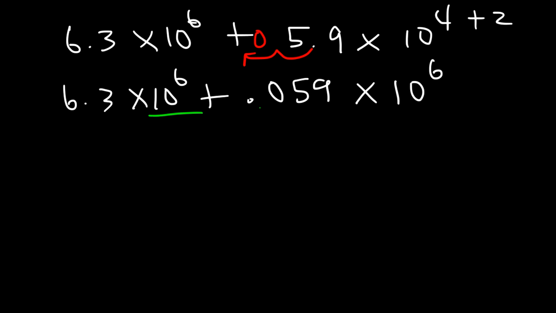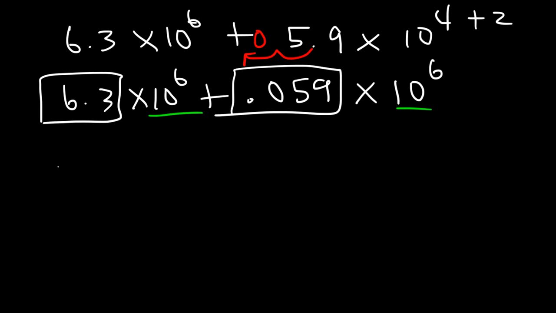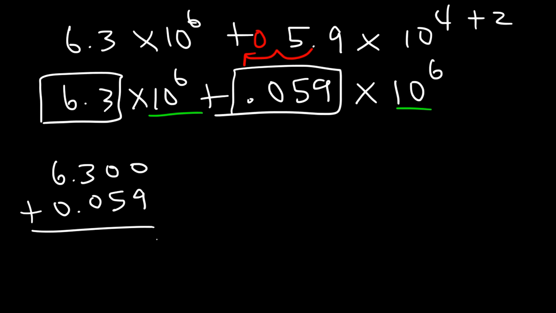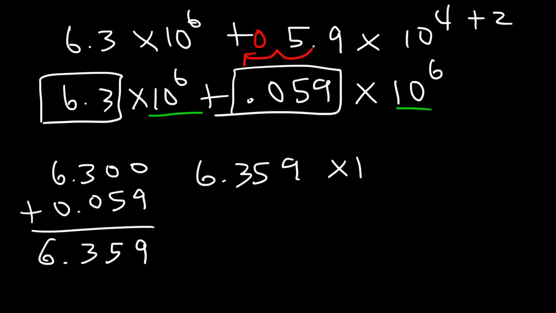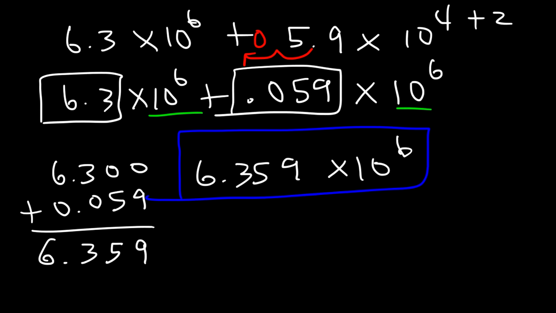So now that we have the same value, the same 10 to the 6 value, we can add 6.3 and 0.059. So 6.3 plus 0.059. Let's add 2 zeros. This is going to be 9, 5, 3, and 6. So it's 6.359 times 10 to the 6. And we know 10 to the 6 represents 1 million. So this is going to be 6,359,000, and that's it.